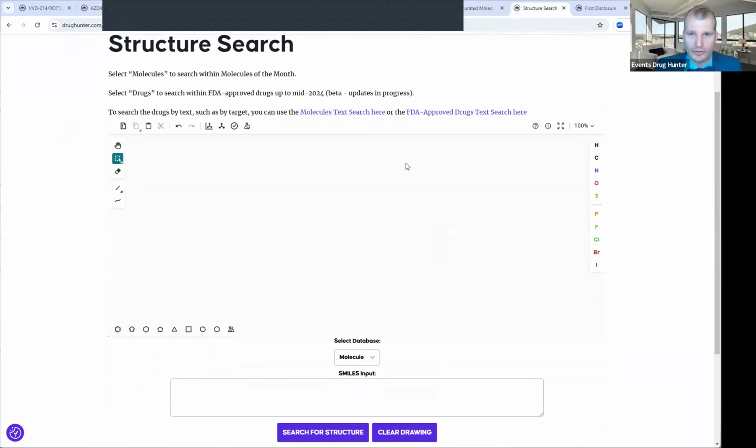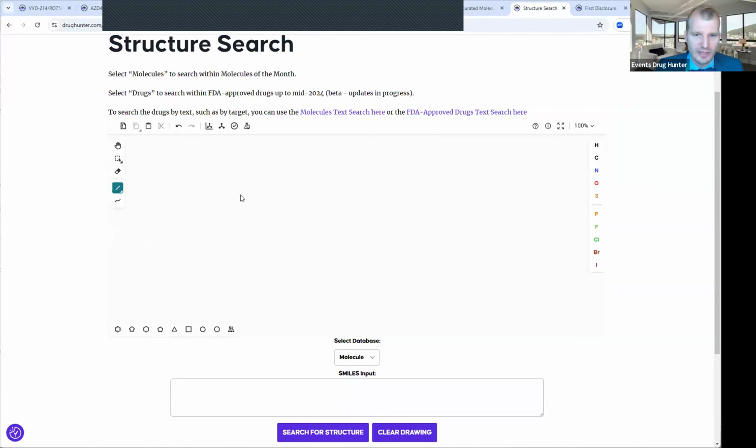First of all, I wanted to speak to the different databases that we have. We have an internal database. We often get asked what types of molecules this database comprises. It's the molecules of the month, as well as the case studies that we have on the website. Those are fully text and structure searchable as well. Our other database is the FDA approved drug database, and we just added that feature a few months ago. I want to demonstrate that.